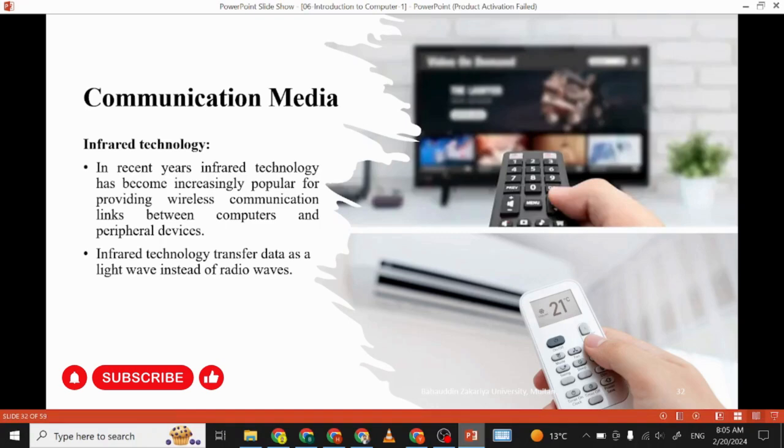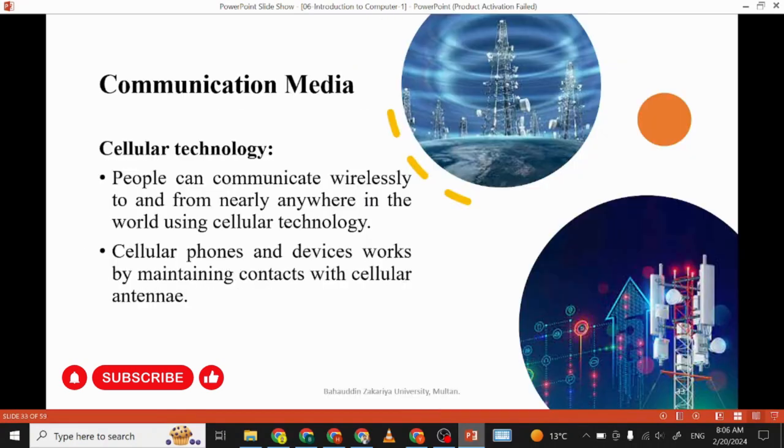Infrared technology. In recent years, infrared technology has become increasingly popular for providing wireless communication links between computers and peripheral devices. Infrared technology transfers data as a light wave instead of a radio wave.